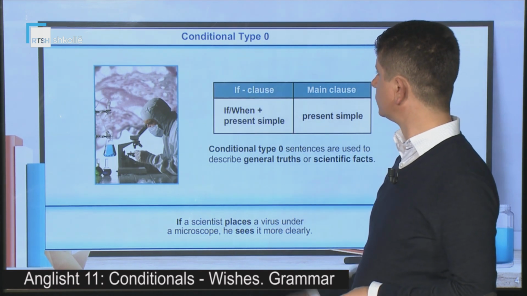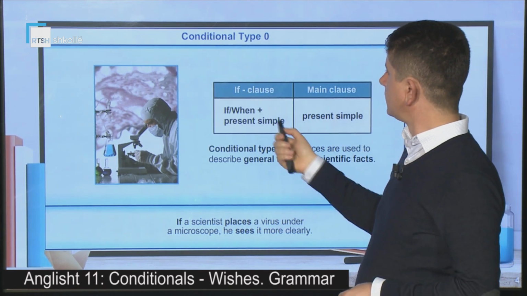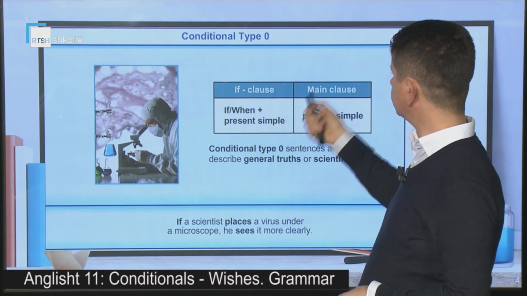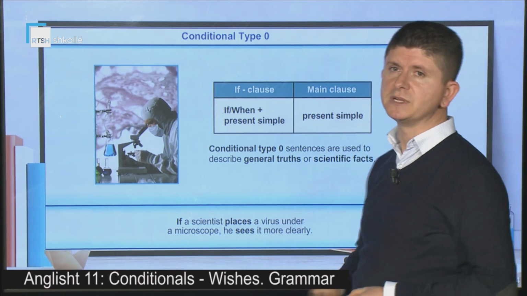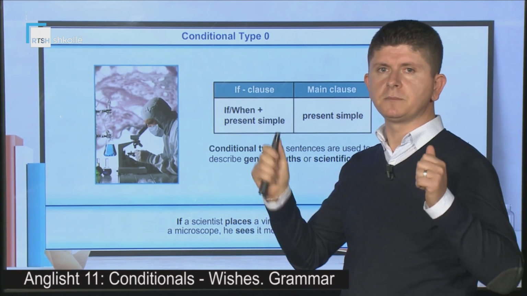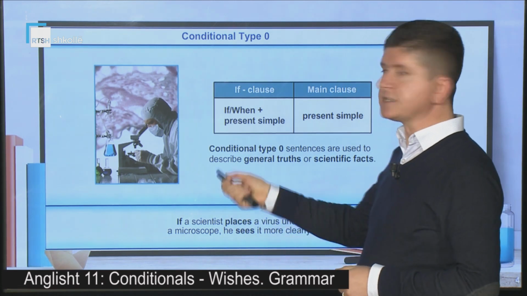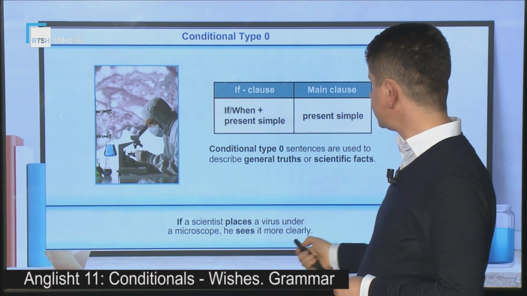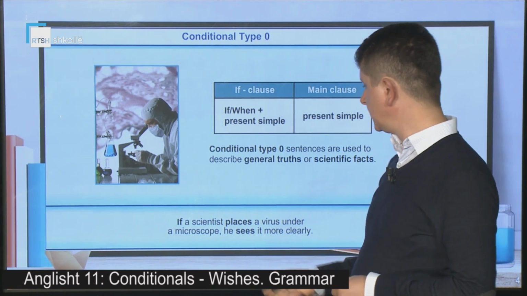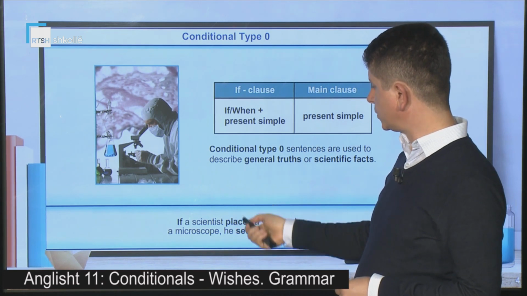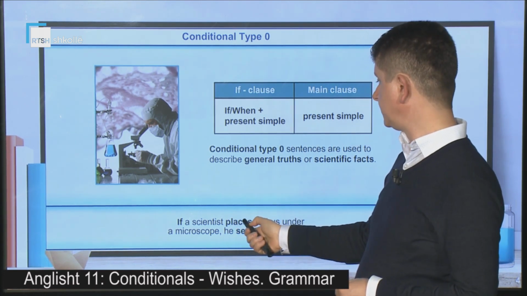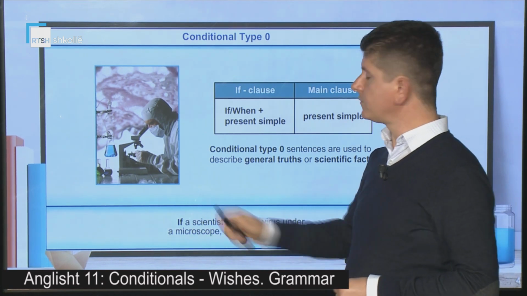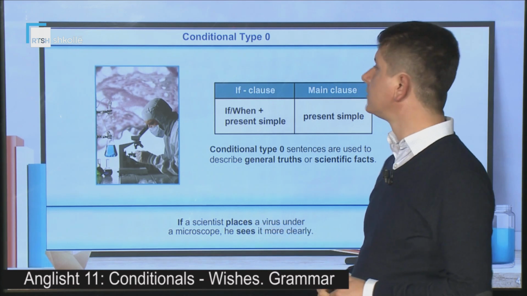Conditional type 0. Let's look at the table here. It consists of the if clause, so if or when, plus present simple, and the main clause, again, present simple. Remember, zero conditional, present simple, present simple. Let's look at the sentences. If a scientist places a virus under a microscope, he sees it more clearly. Pay attention to the words in bold, places and sees. Both verbs are in the present simple. If can be replaced by when.